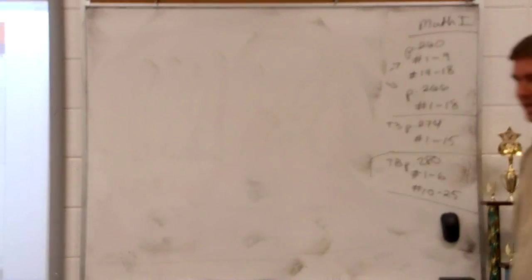Alright, this is Math 1, Section 5.4. We're going to talk about medians and altitudes, and then the point of concurrency that both of those make. The first thing we're going to talk about is medians.